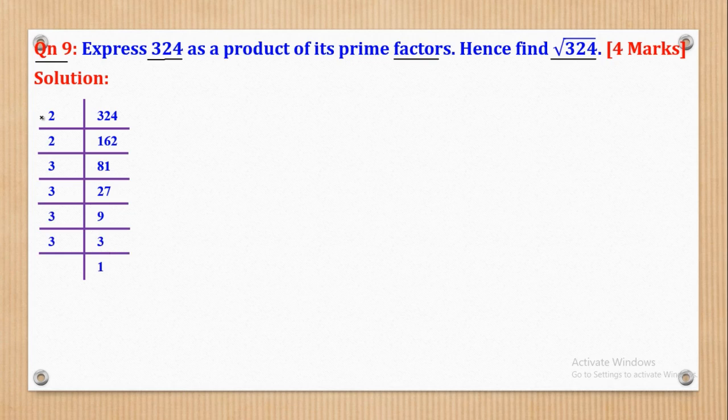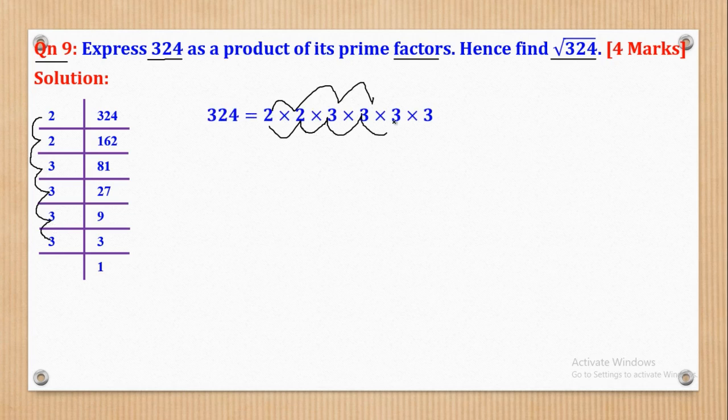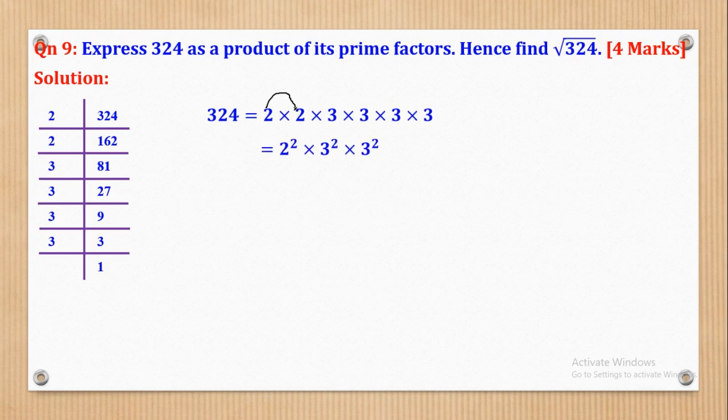So that means that the product will be this times this times this times this times this times this. Therefore, I'll say that 324 is equal to 2 times 2 times 3 times 3 times 3 times 3, which are these values. So when I pair them, this and this gives 2 squared, 3 squared, and 3 squared. That's why there is 2 squared in here, 3 squared here, and 3 squared there.